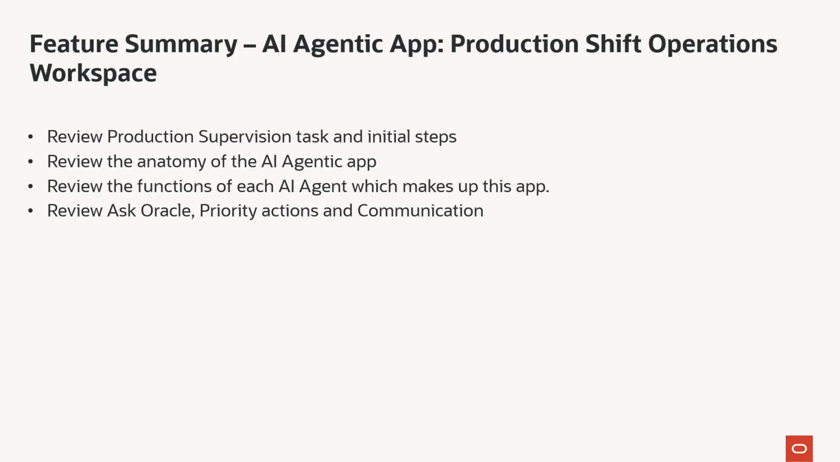We then walked through the anatomy of the AI Agentic app, showing how the workspace brings together shift context, Ask Oracle, summary insights, agent tiles, priority actions, and communications in one unified experience. Next, we reviewed the functions of each AI agent that makes up the app. Each agent focuses on a specific operational area, surfaces key insights, highlights risks or exceptions, and provides recommendations to help supervisors make faster decisions. Finally, we looked at how supervisors can hand off the shift to next supervisor using the shift handoff email.